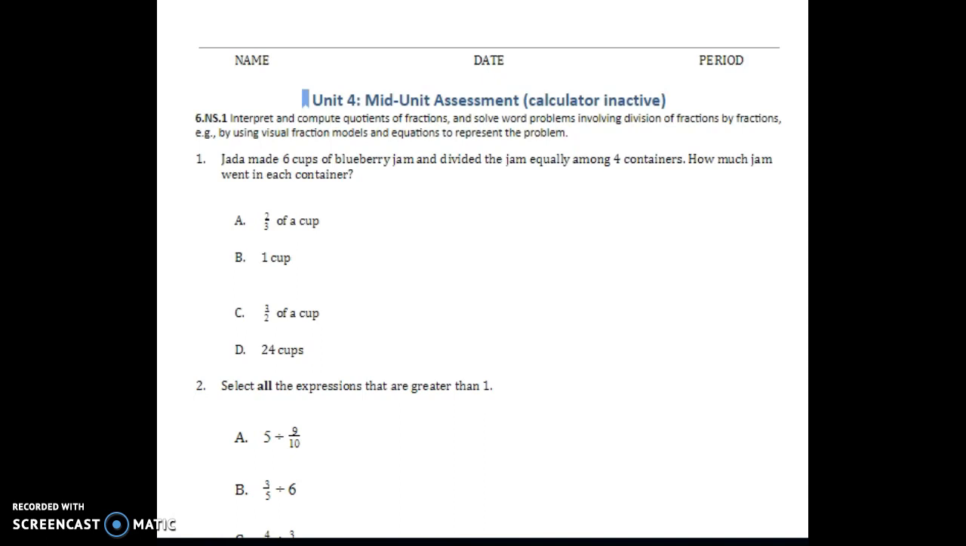A. 2/3 of a cup. B. 1 cup. C. 3/2 of a cup. D. 24 cups.